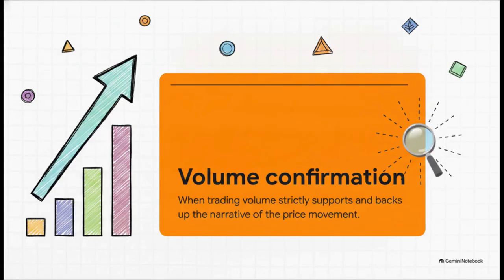And the main piece of evidence you are hunting for is called volume confirmation. Volume confirmation happens when the trading volume strictly supports and backs up the story the price is telling. If the price is finally breaking out of a long, painful downtrend and starting to climb, you absolutely must see the volume expanding to confirm it. That volume is what tells you the rest of the market participants actually agree with this new direction.